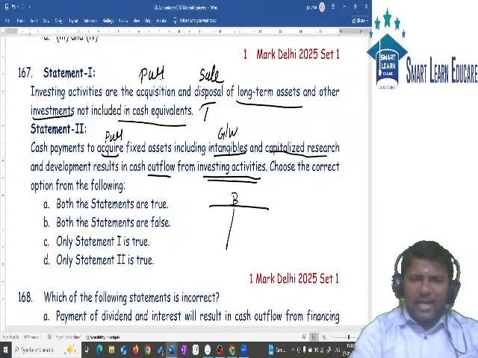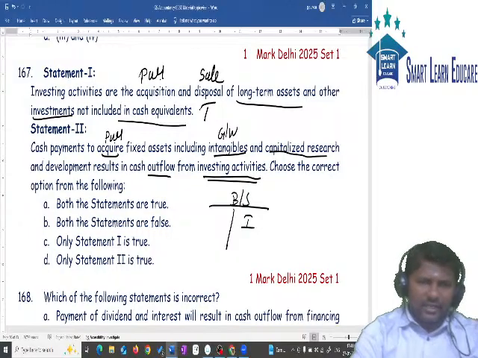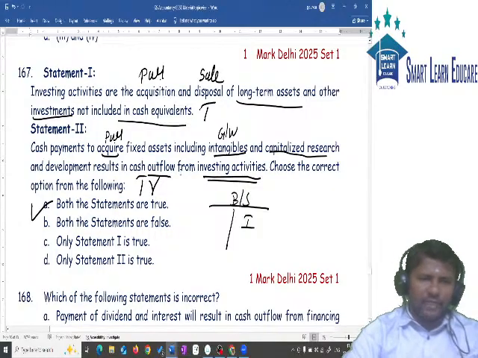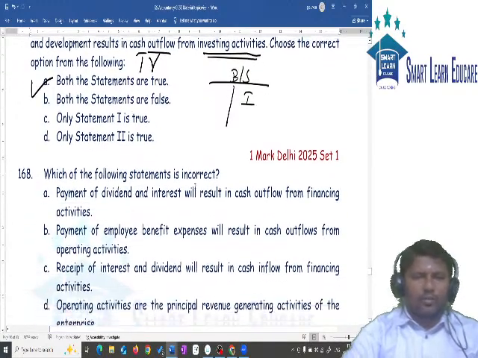I told you, balance sheet asset side related things will come under what activity? Investing activity. So this statement is also true. Both the statements are true. Answer is option A. Next, one more question.